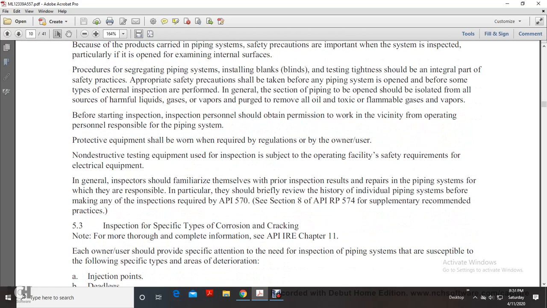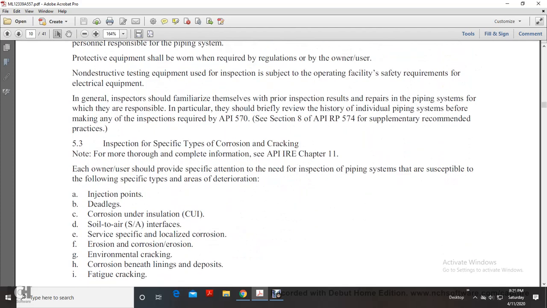Inspection personnel should obtain permission to do the work from the operating personnel responsible for the piping system. Protective equipment shall be worn when required by regulations. Only use of non-destructive testing equipment, such as electrical equipment, is subject to the operating facility's safety requirements. In general, inspectors should familiarize themselves with prior inspection results and repairs of the piping system, for which the responsible technician should brief them with a review of the history of the individual piping system, as required by API 570. See Section 8 of API Recommended Practice 570 for supplemental recommended practices.